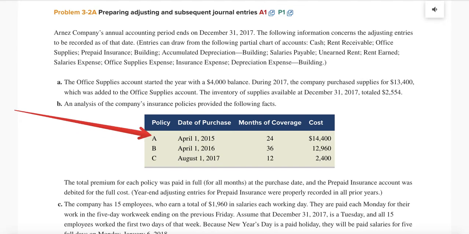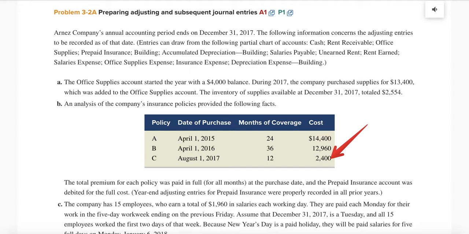Okay, and what you'll notice here is these 3 policies were all purchased on different days. Okay, so we need to keep track of the days that these were purchased. Each of them has a different coverage period. So this first policy is good for 2 years or 24 months. This second one is good for 3 years or 36 months. And this third one is going to be good for 1 year or 12 months. Okay, and the 3 of them also each have different costs, okay?